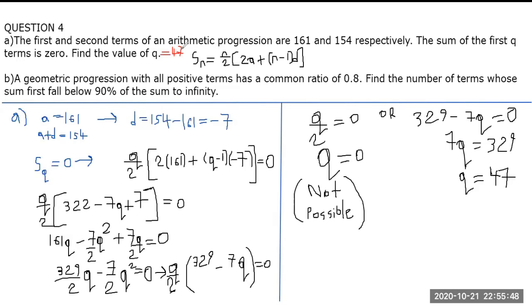Now the second part says a geometric progression with all positive terms has a common ratio of 0.8. Find the number of terms whose sum first falls below 90% of the sum to infinity. So it's a geometric progression with all positive terms and a common ratio of 0.8. Now it says find the number of terms whose sum first falls below 90% of the sum to infinity. So let's do that.